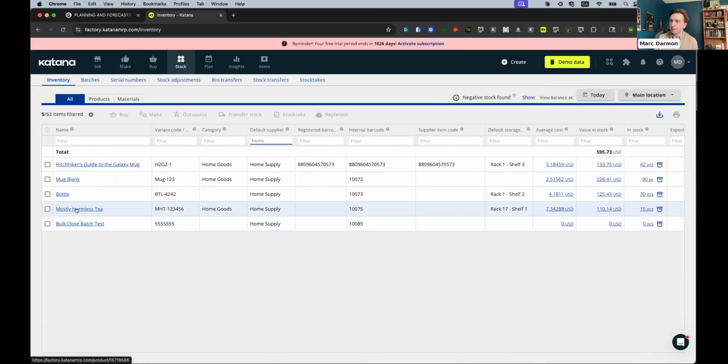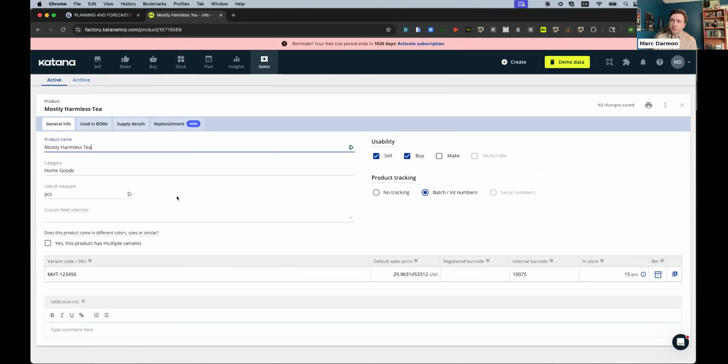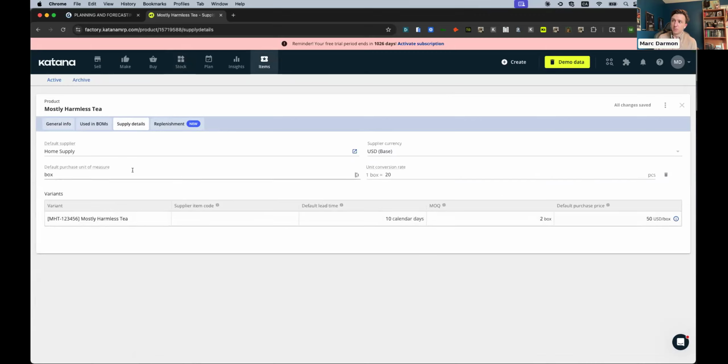If we scroll across from here and we go into the actual product card itself, this is where we're going to see things like this new replenishment tab. So a couple notes here under general info, unit of measure, that's always going to be the internal unit of measure that we're using to utilize this material. That's what you're going to see largely in things like planning and forecasting. But when we're looking at supply details, what we're getting is the ability to indicate if we purchase this in a different unit of measure. So I don't purchase in pieces in this case. I'm saying I purchase this tea in boxes, and I'm saying one box equals 20 pieces of this tea. I've indicated my default lead time is about 10 calendar days to get to me from this supplier. My minimum order quantity is two boxes. And then I just have a default purchase price of about $50 a box as an arbitrary number I threw on there.